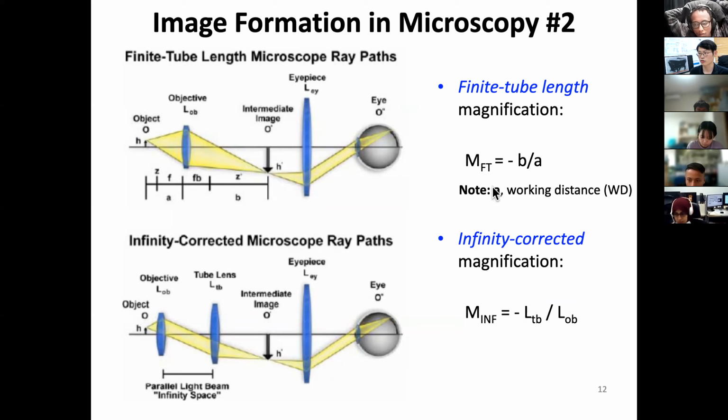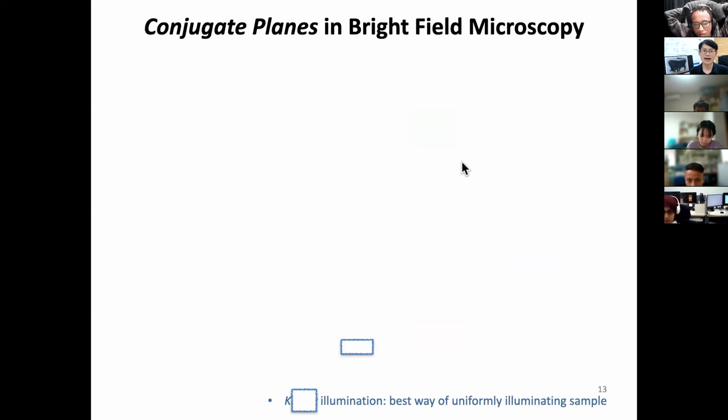And one thing I want you to know is the working distance concept. That's the distance from the tip of the objective to the object, and that's defined as the working distance. Why is it important? Because you don't want to ruin your microscope objective if you don't know about this, because objectives are so expensive.